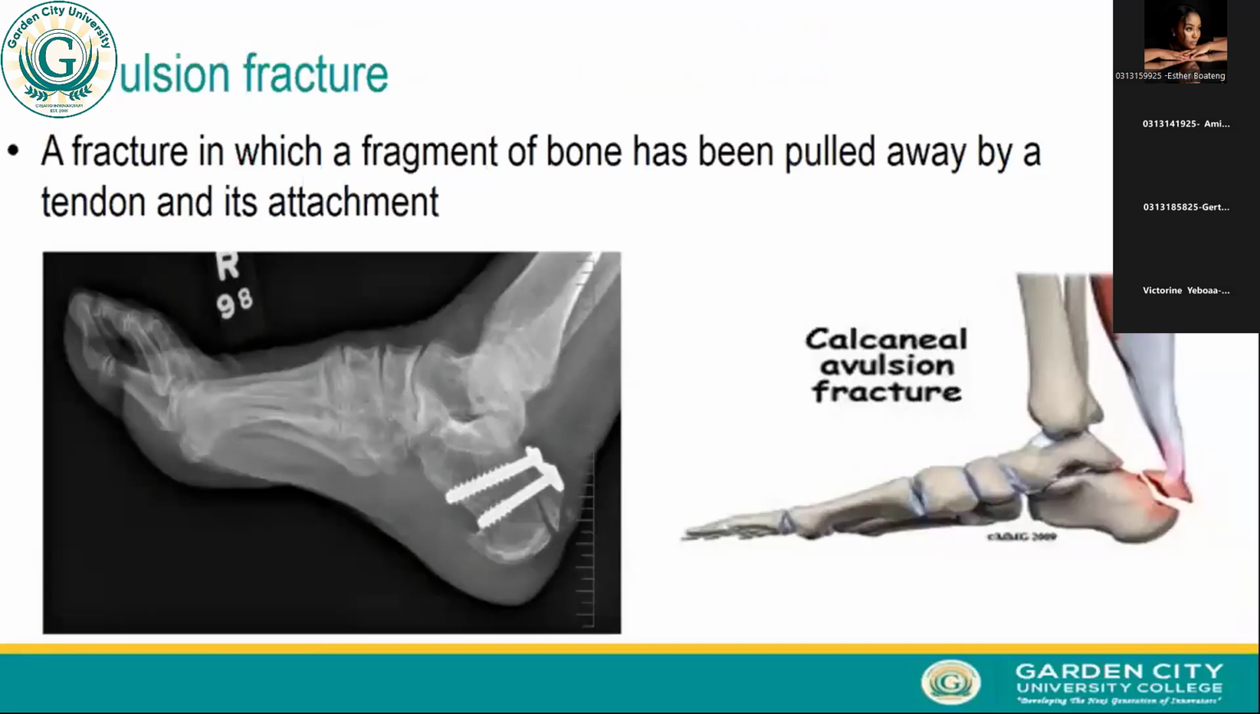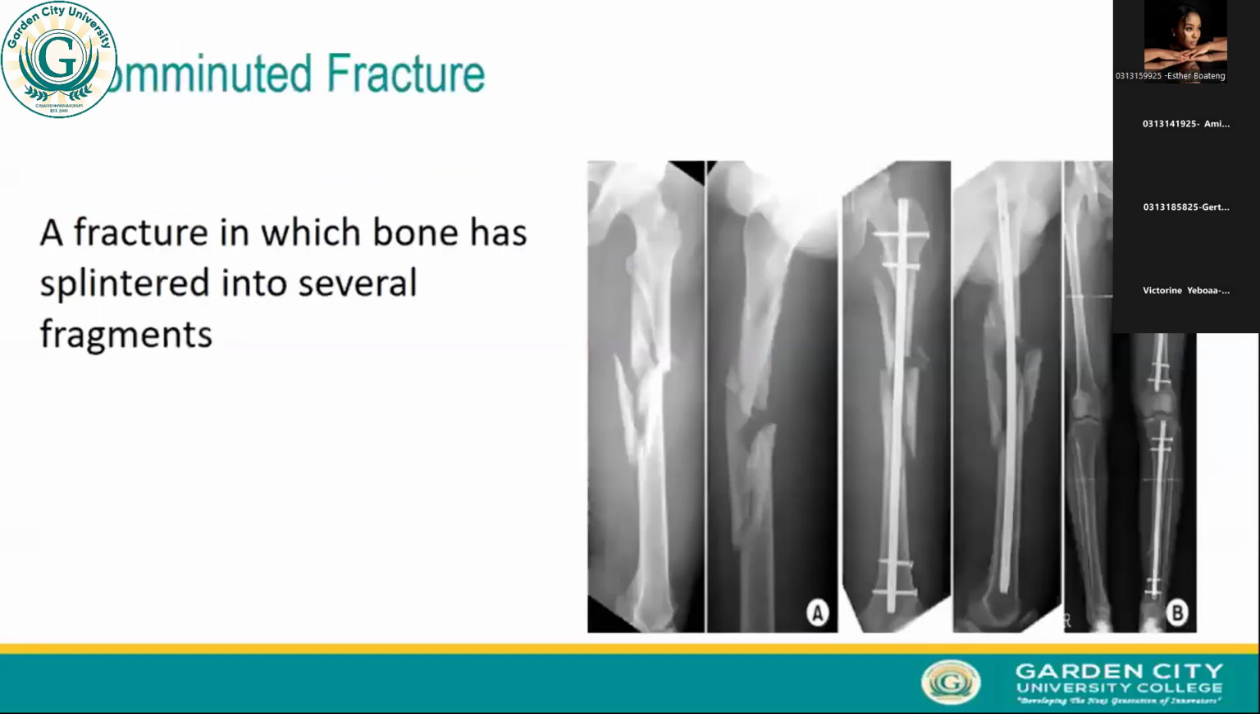Right, now we are coming to the types of fractures. We have avulsion fracture, where the fragment of the bone has been pulled away by a tendon at its attachment. You can see it on the screen here. And for them also, you can see that they do nailing to put it together. So it's that kind of forceful detachment of the tendon from the calcaneum bone. You can see it there, right? It can be complete, or it can be incomplete or partial.